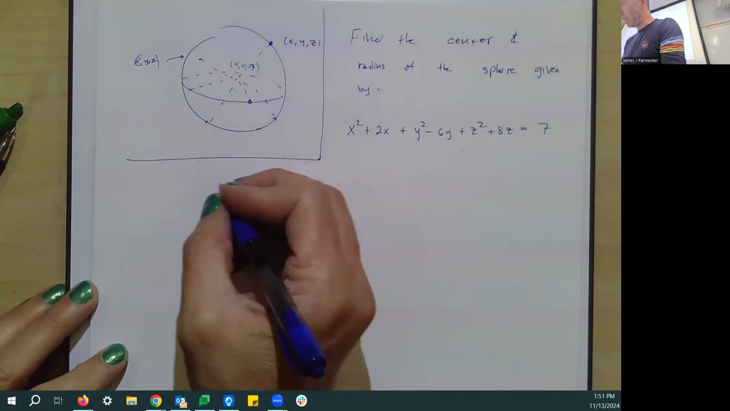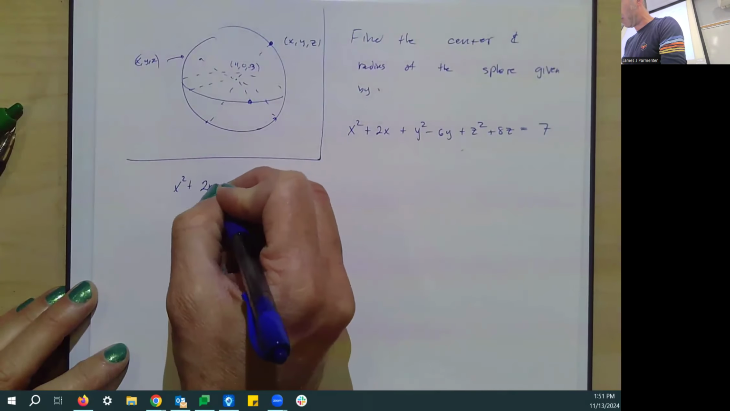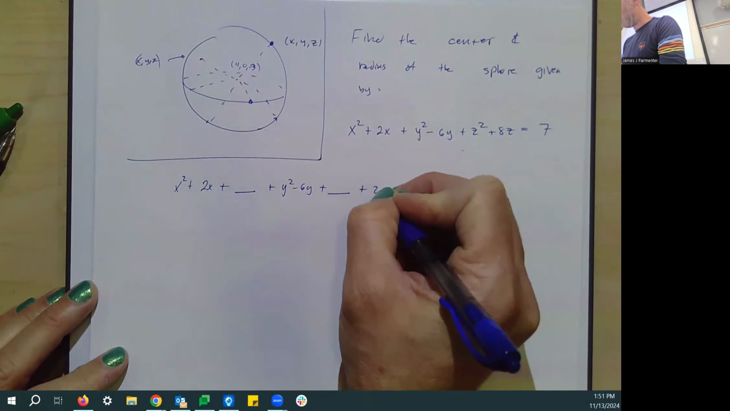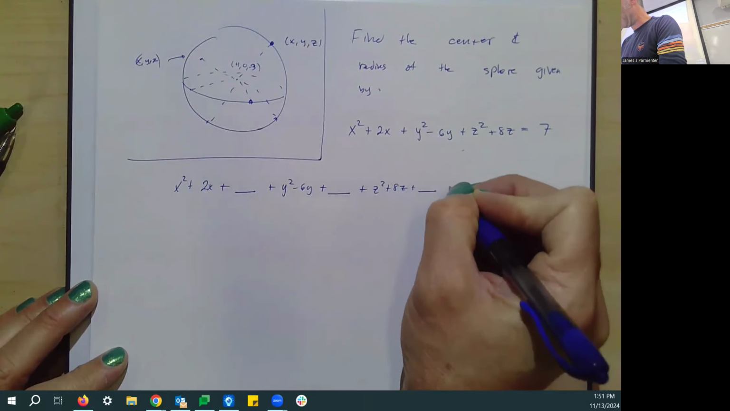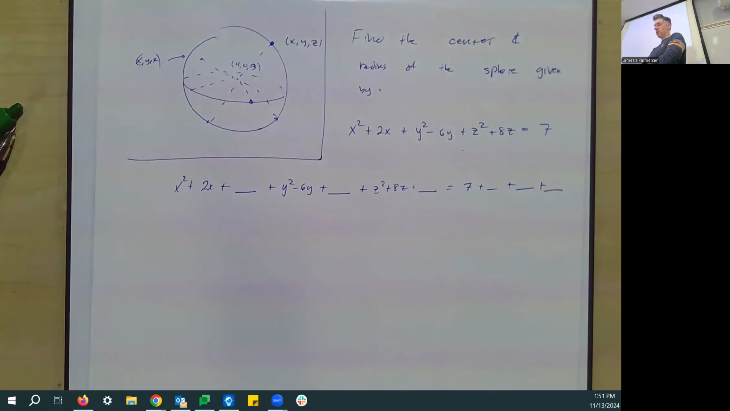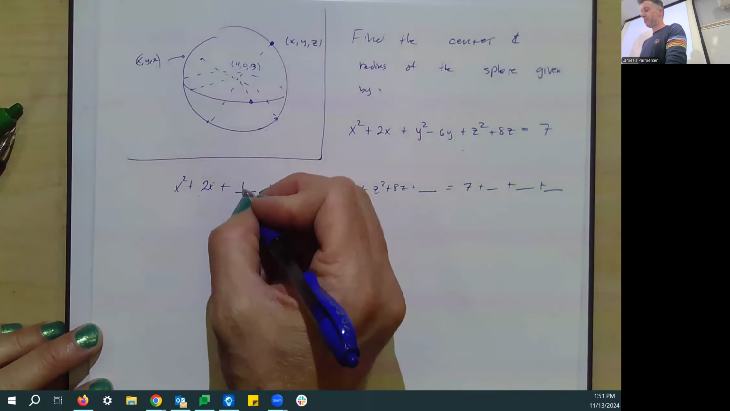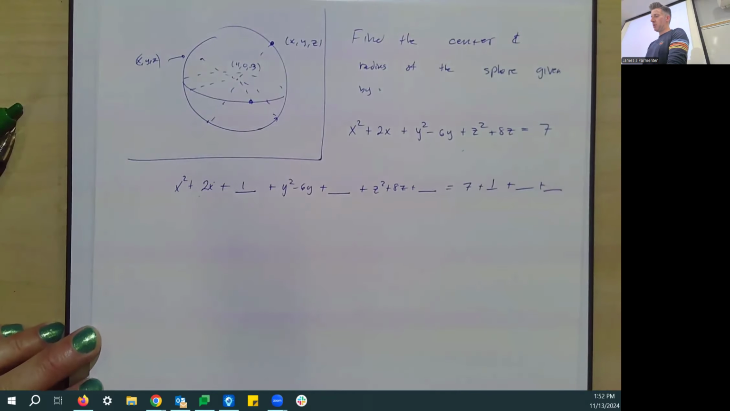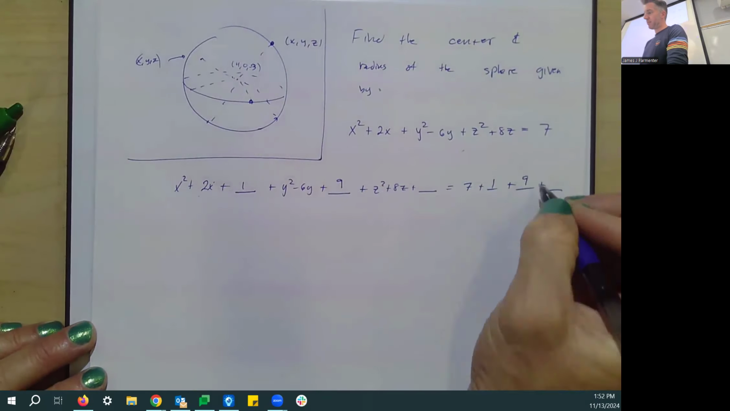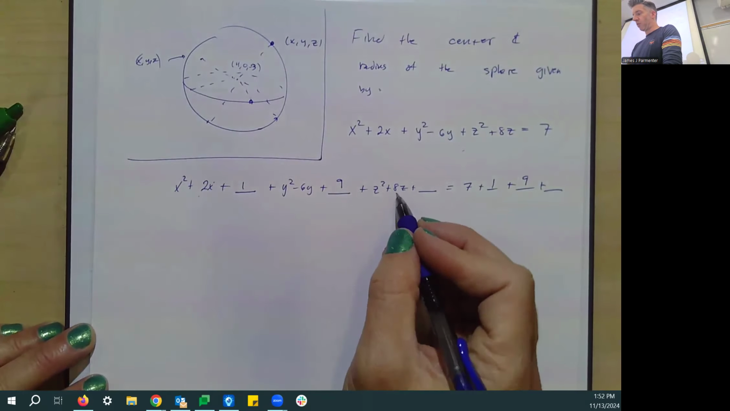So we write this as x squared plus 2x plus blank, plus y squared minus 6y plus blank, plus z squared plus 8z plus blank, equals 7 plus blank plus blank plus blank. Because if you add something on the left, you better add it on the right. To find the things we add, you take the coefficient of the first-power term, divide it by 2, and then square it. So 2 divided by 2 is 1, 1 squared is 1. Negative 6 divided by 2 is negative 3, negative 3 squared is 9. 8 divided by 2 is 4, 4 squared is 16.